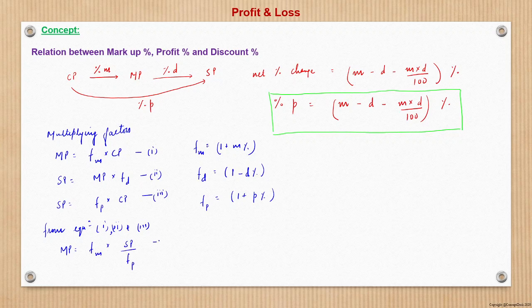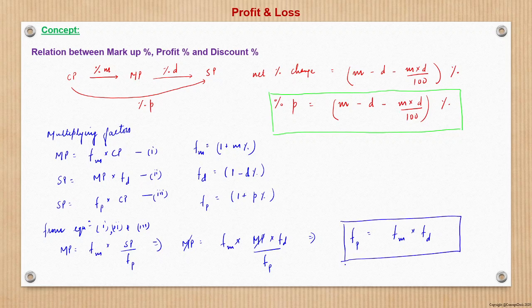SP upon FP, and this further we can write as MP is equal to FM into, instead of SP, we can put MP into FD upon FP. MP gets cancelled out on both sides. So from here we can say that FP is equal to FM into FD. This is also a very standard derivation, same as what we have done here. This is a direct formula based on the net percentage change, and this is basis the multiplying factors.